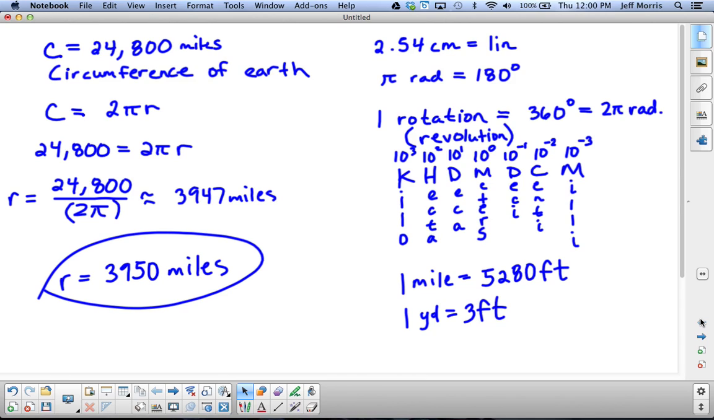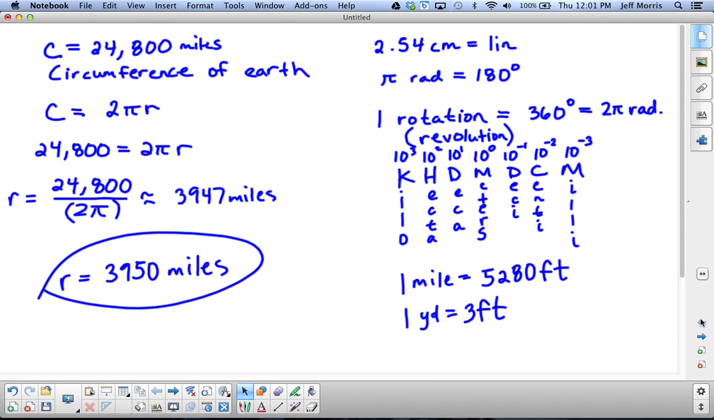It's close enough. Okay? Here's some other conversions you need. You need to know 2.54 centimeters is 1 inch. How many inches in a foot? Yeah, 12 inches in a foot. You can handle that one on your own, right? 1 inch, that's it. All right, pi radians is 180.